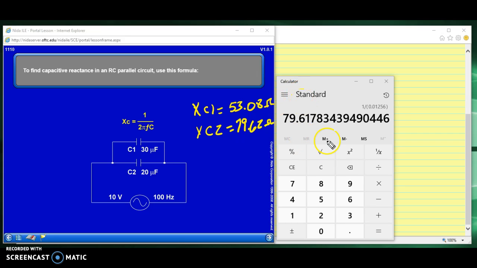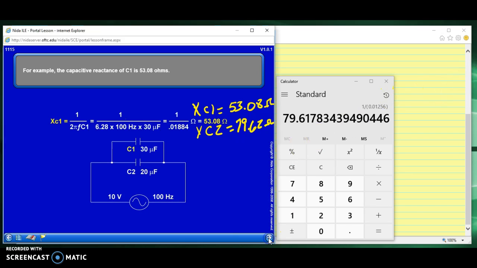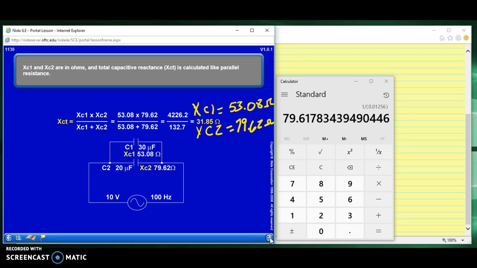Now, we're going to find out we just can't add those two and get that value, but let's get there first. Let's see if they came up with the same thing. They did for C1, which was 53.08. They did for C2, which is 79.62. Now, they have to take those values and do the product over the sum. Now, I've told you before, I always prefer the reciprocal, but product over sum works fine. And this is different because they're in parallel. In series, we would have just added those two. Can't do that in a parallel.